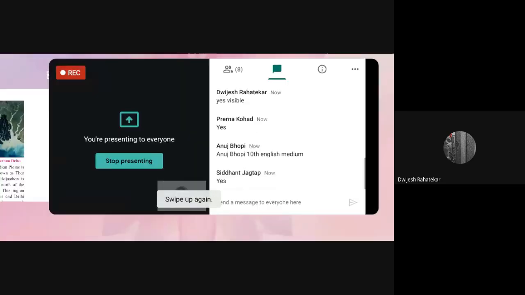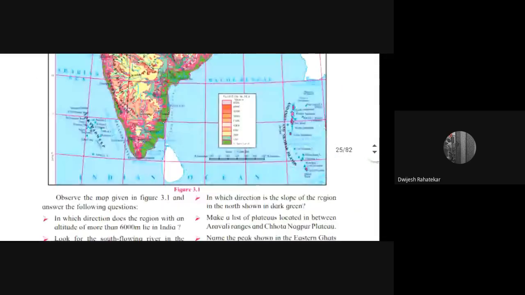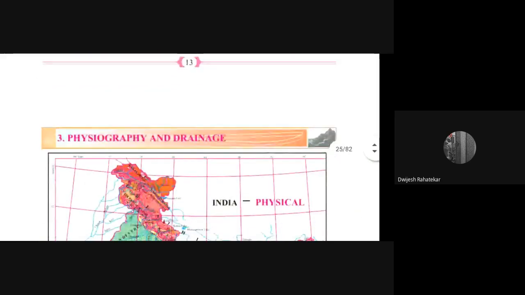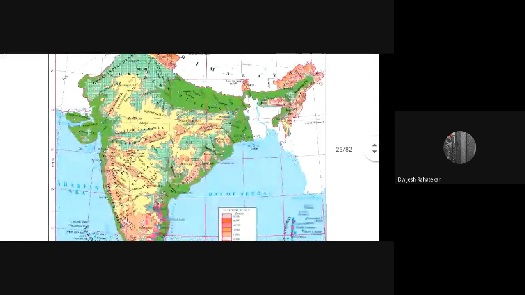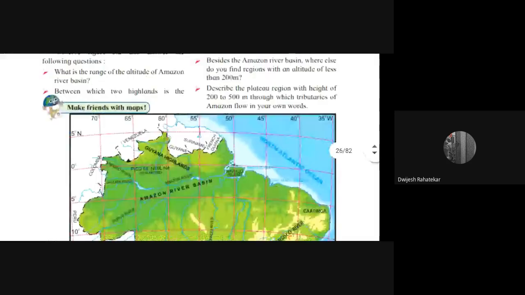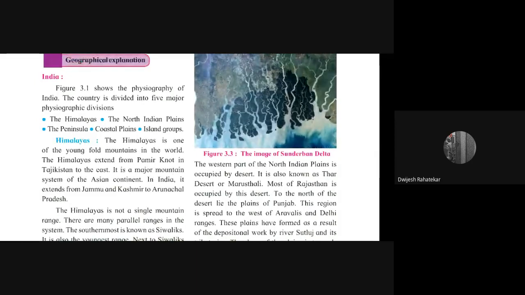Okay, so guys, here is the textbook. What we are studying right now is the physiography and drainage system of India and Brazil. In India, we have seen the Himalaya. Basically, we have divided India into five major parts. It is called the physiographic division. So what has come in it? One, the Himalaya. Second is the North Indian plains. Below that, there is the peninsular region of India. Coastal plains are there, and island groups.